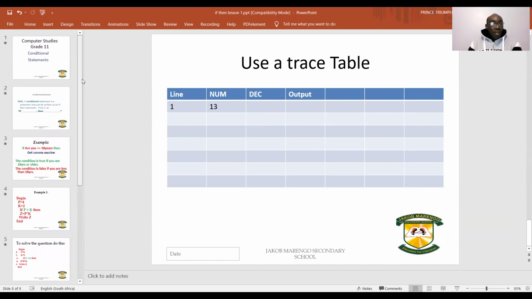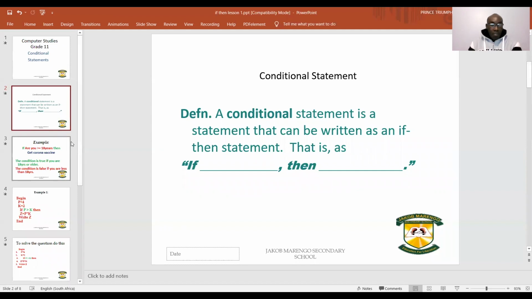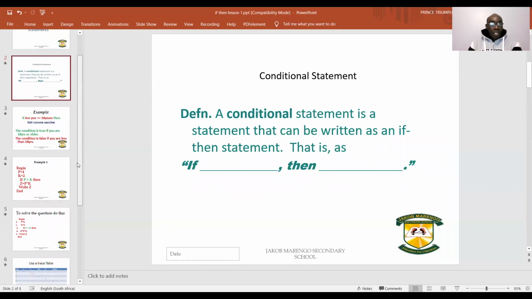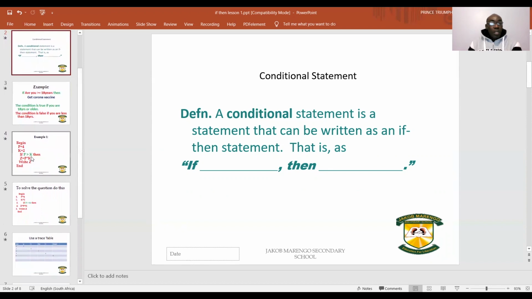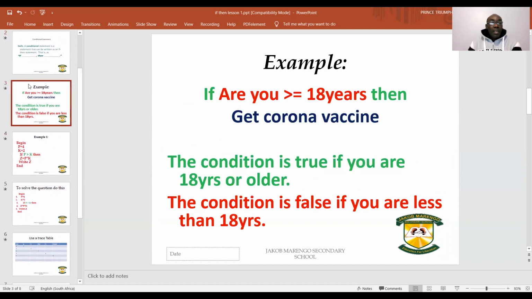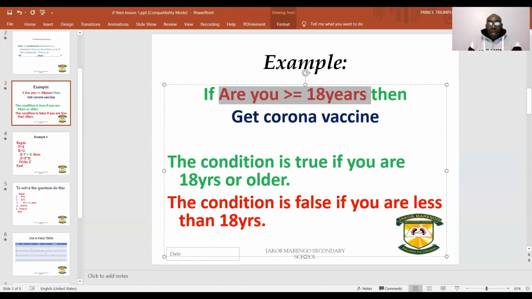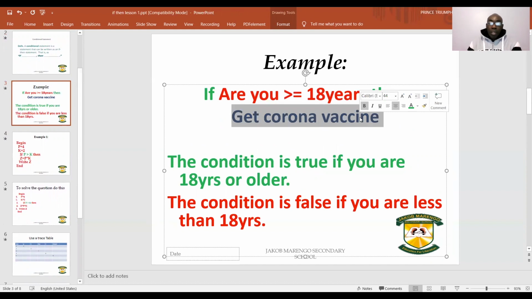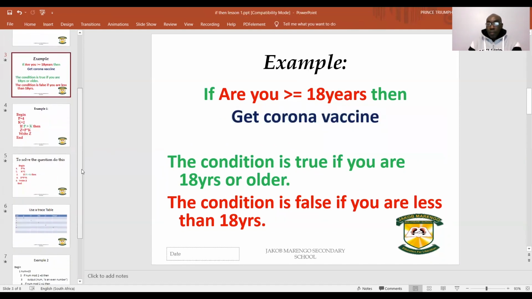So what have we learned today? We have learned how to use the if-then statement. I told you between if and then, there is a condition. You test your condition, either your condition is true or the condition is false. If the condition is true, whatever instruction comes after then, the computer will carry it out. If the condition is false, whatever comes after then is ignored by the computer.